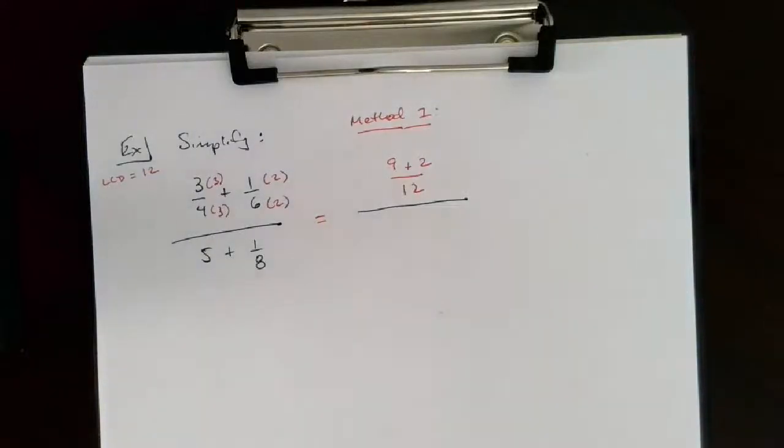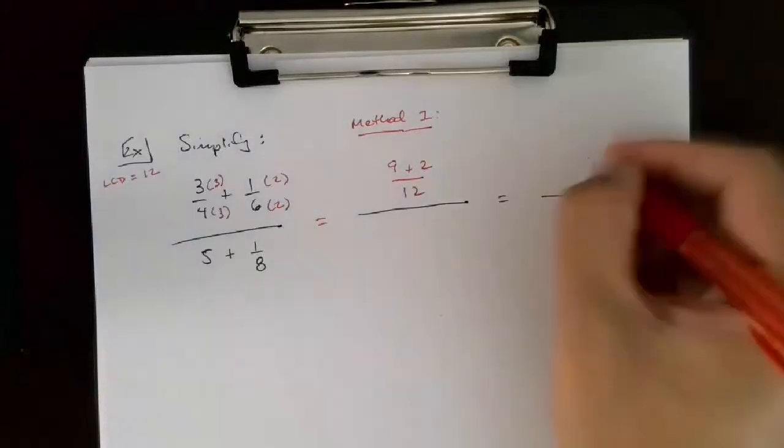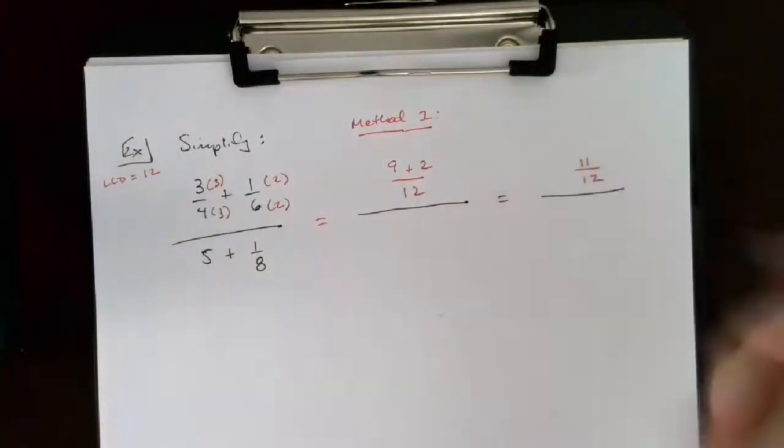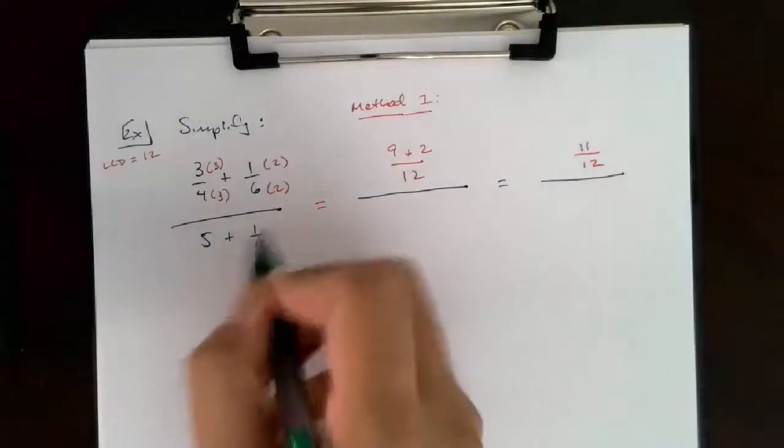And to write that as a single fraction then, right, what's 9 plus 2? Well, that's 11. So in the numerator, I wrote it as a single fraction of 11 over 12. In the denominator, we're going to do something very similar. We're going to add the 5 plus the 1/8.